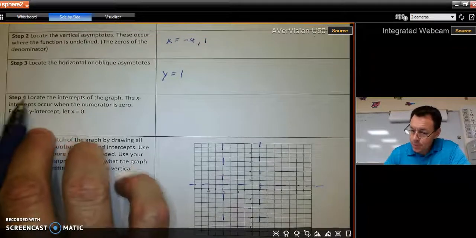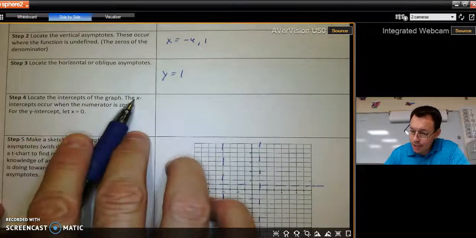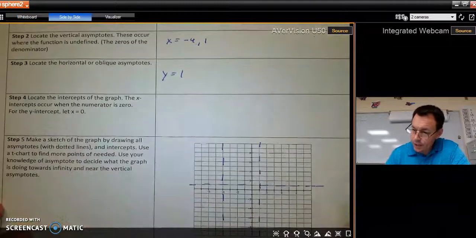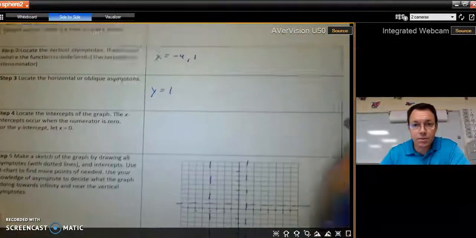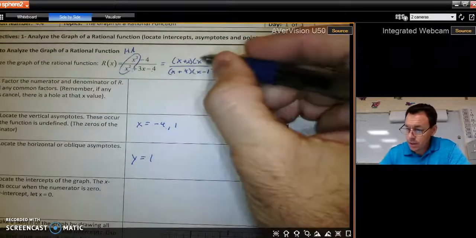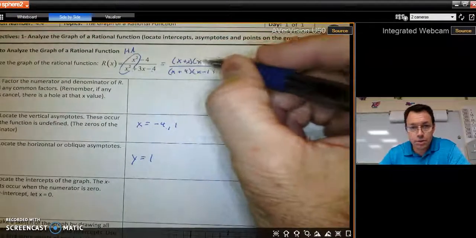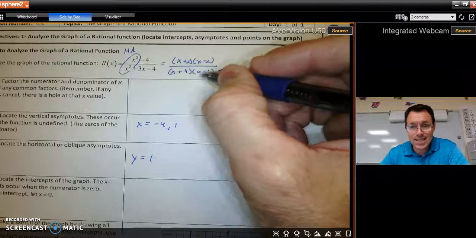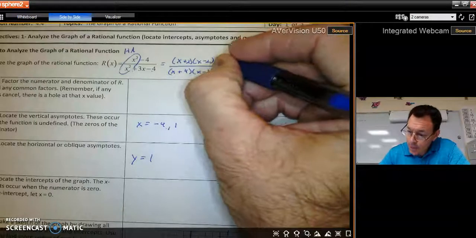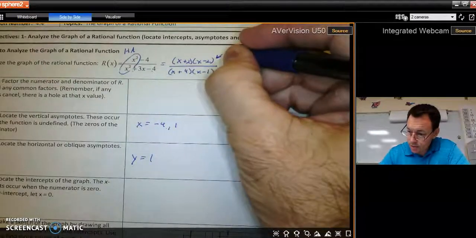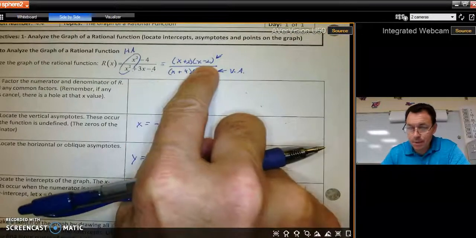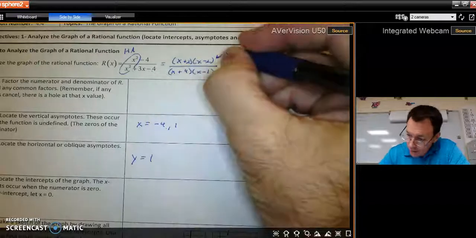Okay, step 4, locate the intercepts. So I've got x-intercepts and I've got y-intercepts. Well, the x-intercept is anything that would make your function 0. And the function is 0 if the numerator is 0, because 0 divided by anything is 0. So the zeros of our numerator, which in this case would be -2 and +2, these are our x-intercepts.